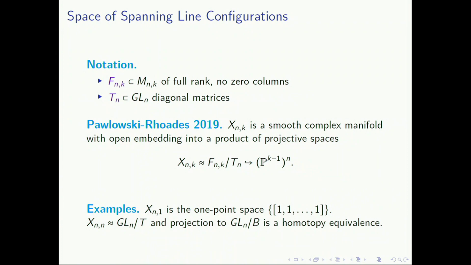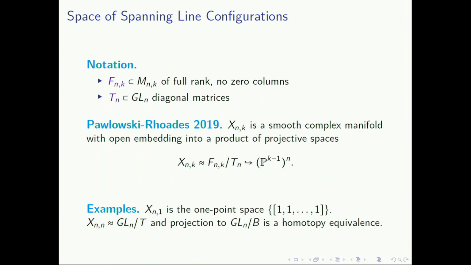And so one of the lovely theorems that Pawlowski and Rhodes produced in their lovely paper is that the space of spanning line configurations is a smooth complex manifold. In fact, you can embed it into a product of projective spaces. And you do this by noting that there's a bijection from the spanning line configurations to these cosets, FNK mod the torus action Tn.